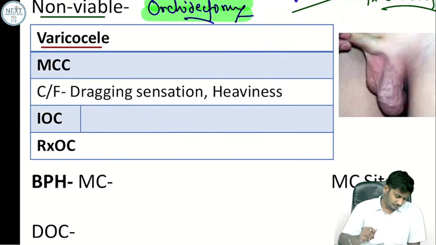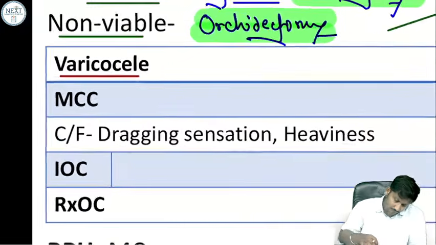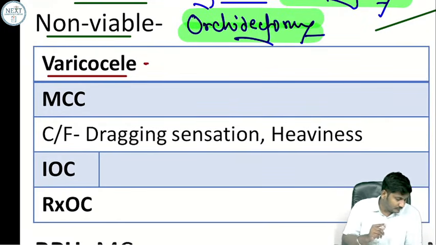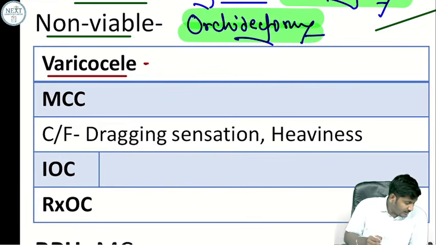So varicocele is more commonly seen on which side? Let me know. Varicocele is seen on which side? Definitely let me know. Anybody? Please tell me, varicocele is more commonly seen on which side?